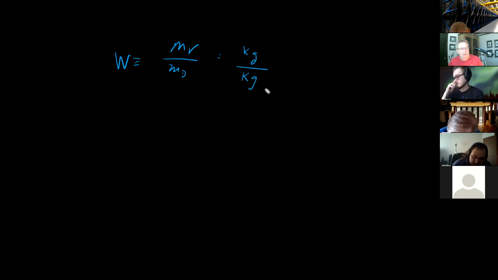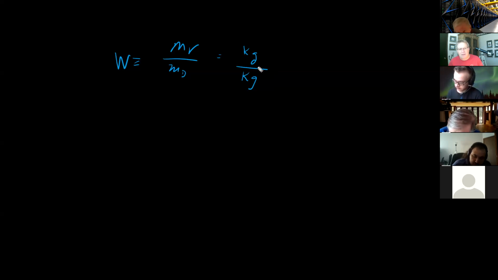Okay, so we have the mixing ratio. Mixing ratio is W, and we're defining it to be the mass of the vapor divided by the mass of the dry air. What's the unit for mass of vapor? Kilograms. What's the unit for dry air? Kilograms.